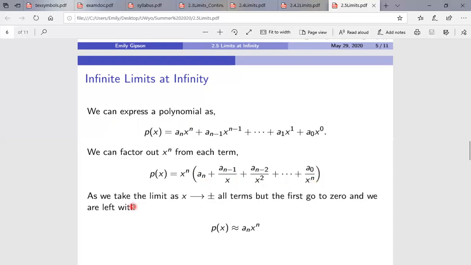And in this way, it's easier to see that as we take the limit as x approaches plus and minus infinity, all of our terms but our first term go to 0. That is, we have something divided by x. As we take that to infinity, that goes to 0. Something divided by x squared goes to 0 as we take x towards infinity, and on and on again. We see that all of our terms except the first one go to 0. And in this way, p of x, as we're taking a limit towards infinity, is effectively just our very first coefficient, a_n, times x to the power n.